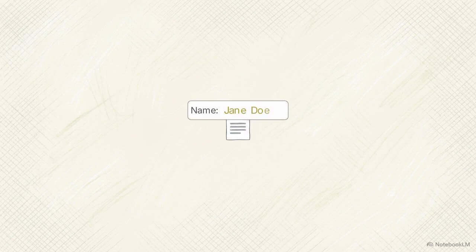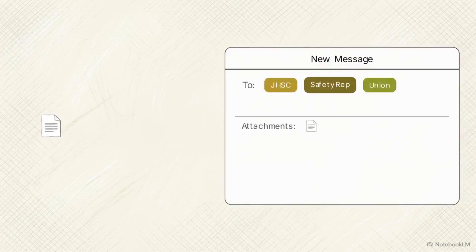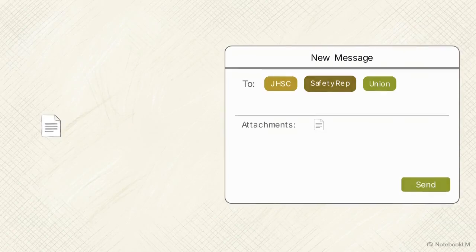To finalize the document, type your name to certify the information and click the PDF's embedded Submit button to route the data directly to the ministry. Next, manually email copies of this saved PDF to your Joint Health and Safety Committee, your health and safety representative, and the union if you have one.